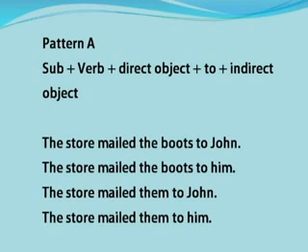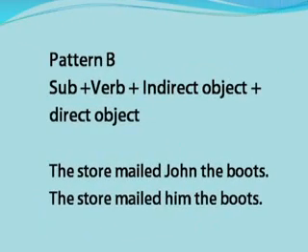Now I will give you some more examples here. The store mailed the boots to John. The next one is, the store mailed the boots to him. Another example, the store mailed them to John. The last one is, the store mailed them to him. Now let's move on to pattern B. Subject, verb, indirect object, and direct object. Example, the store mailed John the boots. The next example is, the store mailed him the boots.